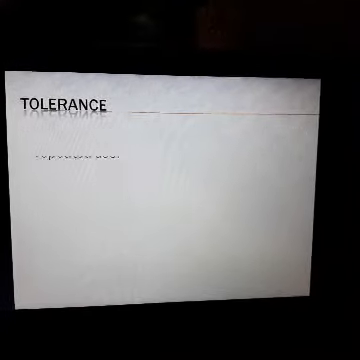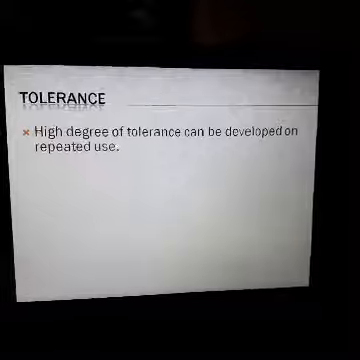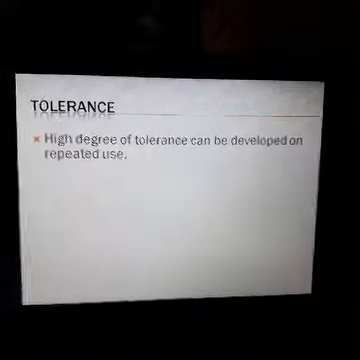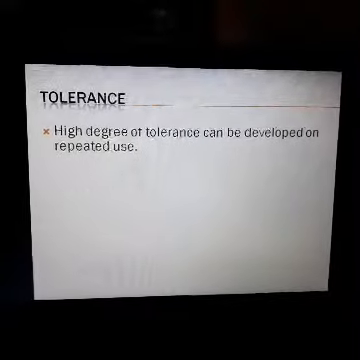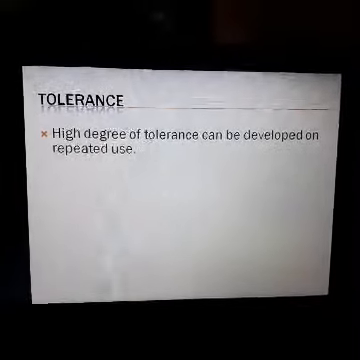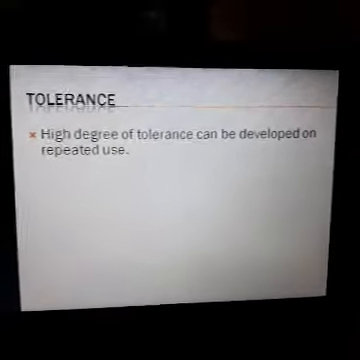Next, like other CNS depressants, opioids also exhibit some tolerance, dependence, and have some addiction liability. A high degree of tolerance can develop on repeated use. Tolerance means that to achieve the same effect we have to increase the dose gradually, or with continuation of the same dose, the effect gradually decreases.